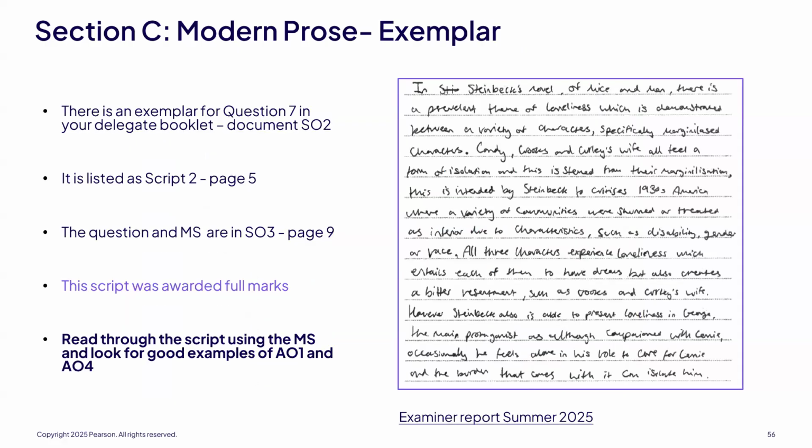So we are now going to have a look at a 4-mark exemplar. This is question 7, the one about the theme of loneliness in Of Mice and Men. It's listed as script 2 in SO2. It's on page 5. The question and the mark scheme are on page 9. It is a 4-marker, so I'm going to give you some time. It's a long response, so I'm just going to mute and pop that in the text chat about reading through that response.